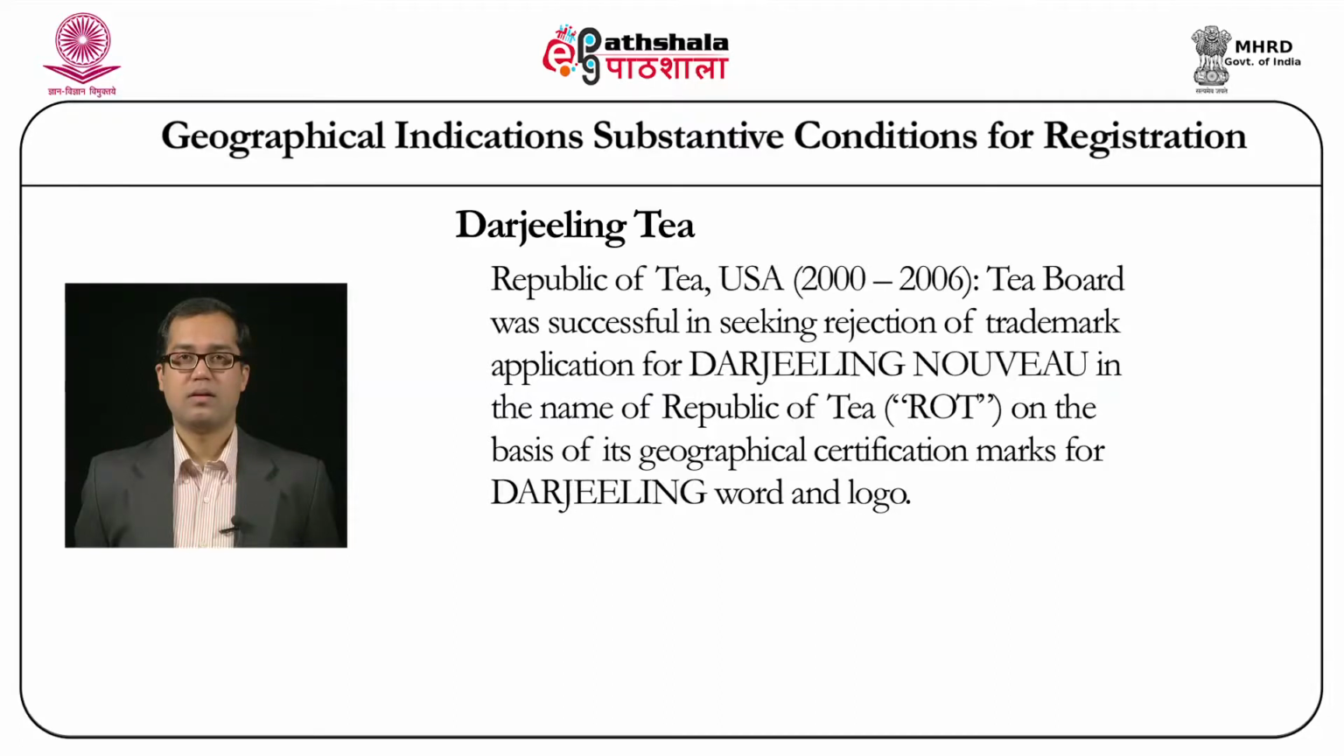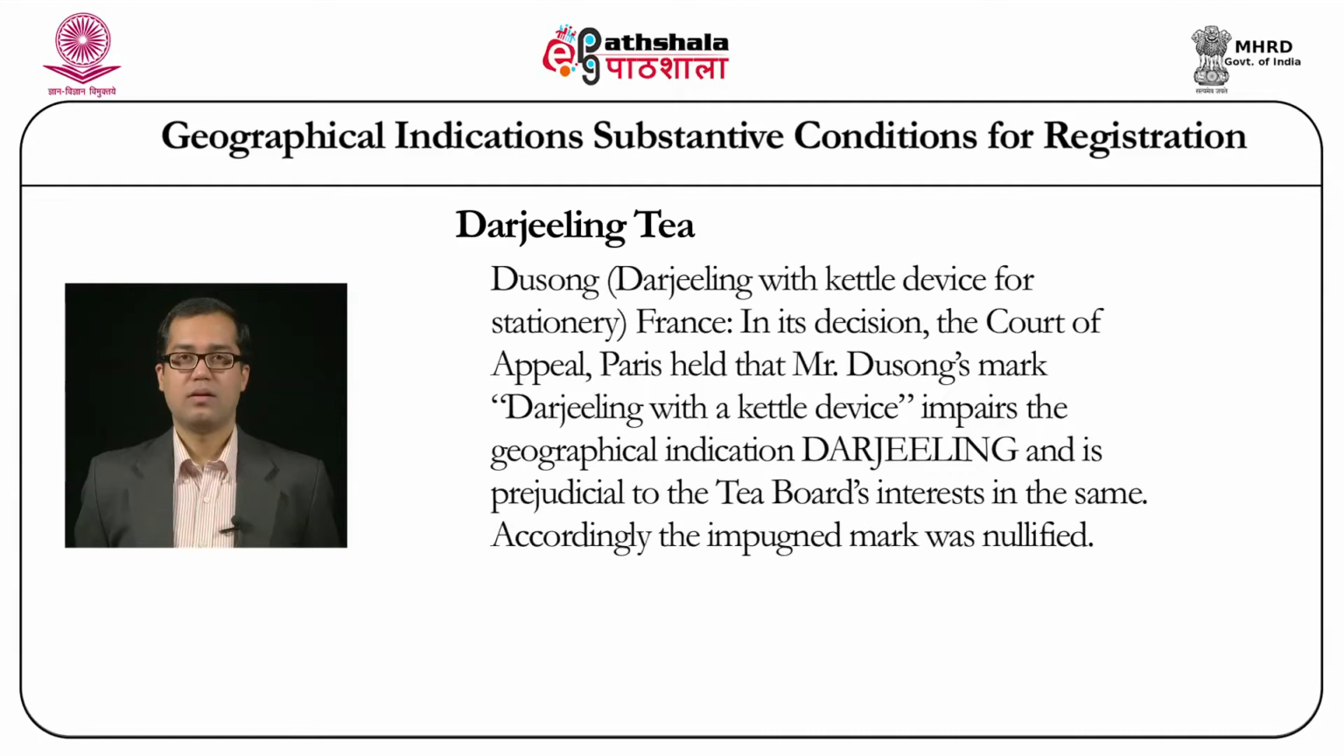The Trademark Trial and Appeal Board held that regulations and licensing program put in place by the Tea Board constitute adequate provisions for control. It also placed great stock in the Tea Board's ongoing efforts to educate the public, for example by attending trade shows and distributing literature in supermarkets, as further evidence of the Tea Board's overall system of controlling consumer understanding. Dusong, Darjeeling with kettle device for stationery, France.